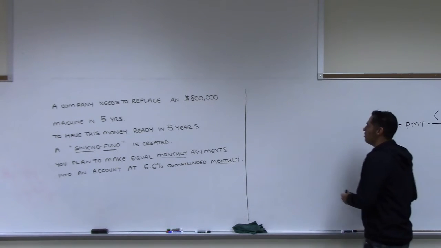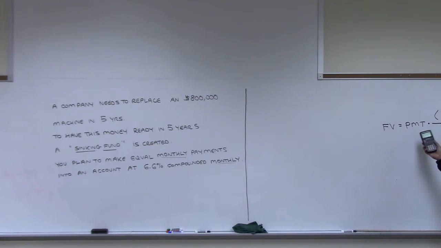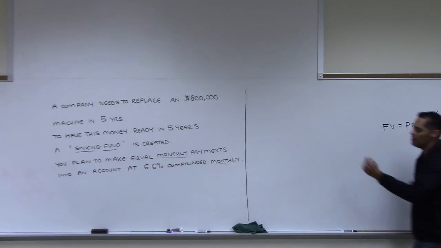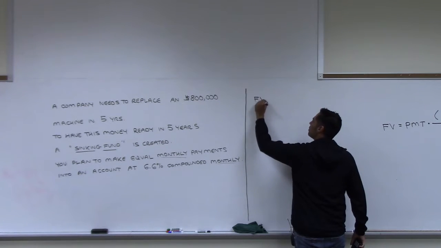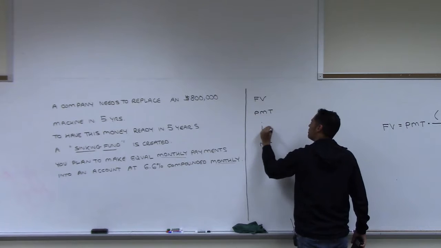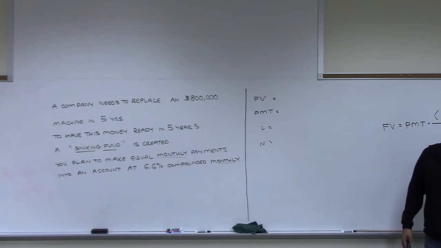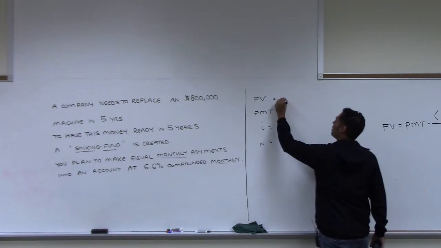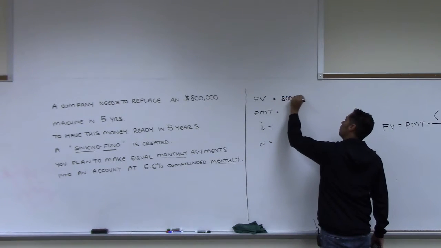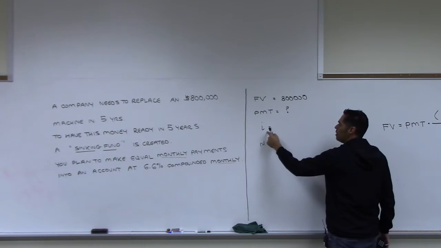Okay, what are we doing? This formula, right? Let's write down all the things that we need to do this. Payment, I, and N. Those are the things we need. So do we know future value? This time we do. This time we know that this needs to be 800,000. Do we know the payment? No, that's what we're looking for. Do we know I?